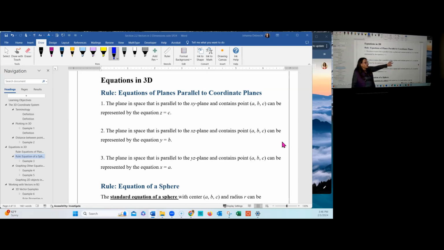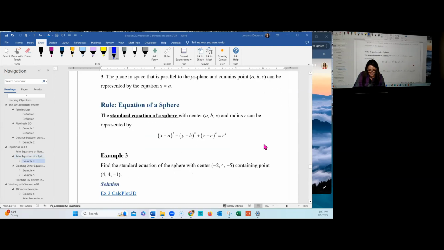The plane that might be parallel to the xz plane, well, if it's parallel to xz, remember xz runs this way, and normally on the xz plane, y is 0. This would be y equals b. So it might be that y equals 2. So I'm starting here where the origin is, but I'm moving 2 steps this way. And then I'm going to draw it parallel to the xz plane. So that would be the equation y equals 2, and so on. And you can do the same thing for this one and have it be parallel to the yz plane, parallel to the screen, but moved out along the x-axis.